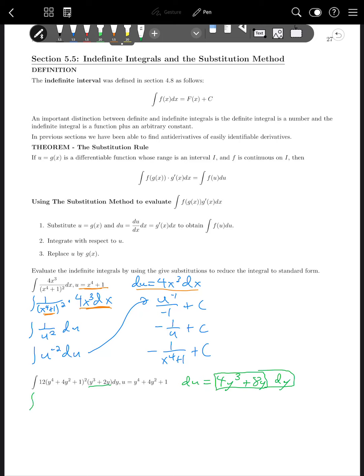Well, we have something like that in here, right? If I rewrite 12 as 3 times y to the 4th plus 4y squared plus 1 times 4 times y cubed plus 2y dy, and then I distribute the 4. Then we get exactly what we're looking for, which is 4y cubed plus 2y dy.